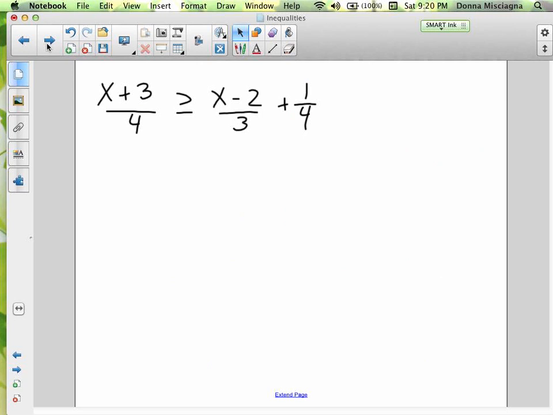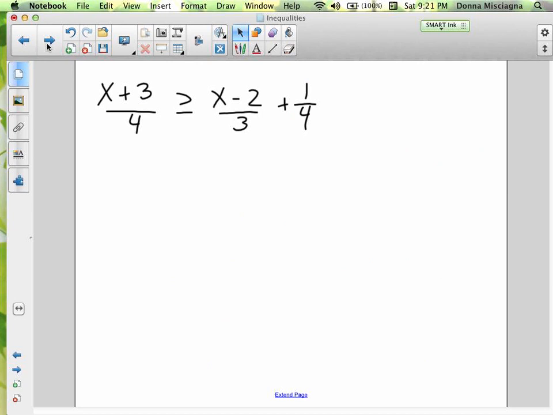Well, you know, I could rewrite this, couldn't I? As x divided by, I could write this as 1/4 x plus 3/4 is greater than or equal to 1/3 x minus 2/3 plus 1/4. Right? So if I just have x to the first power, and I don't have x in a denominator, these are no longer rational expressions. These are just linear expressions.